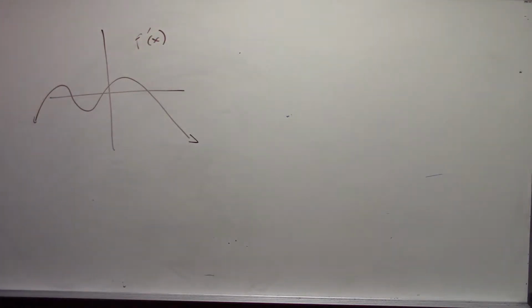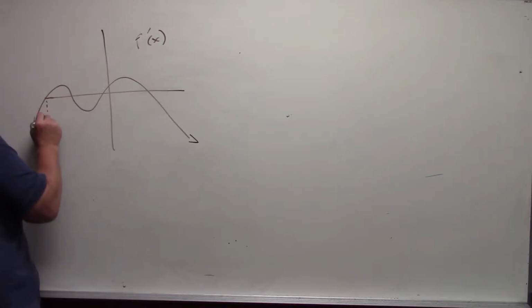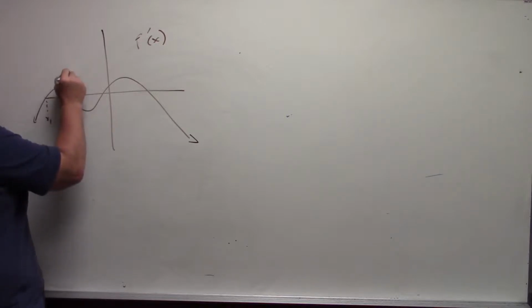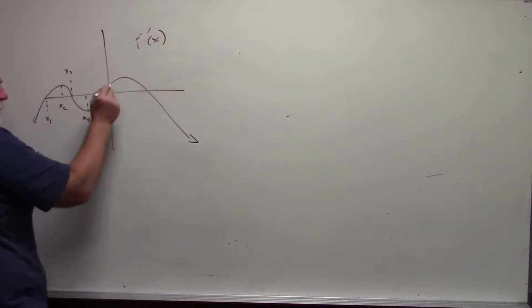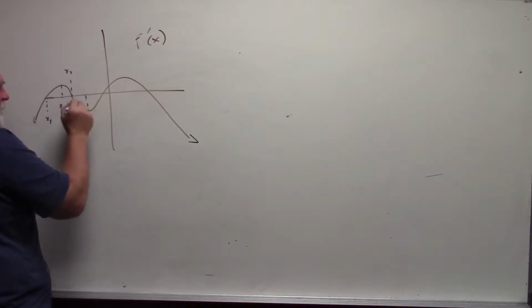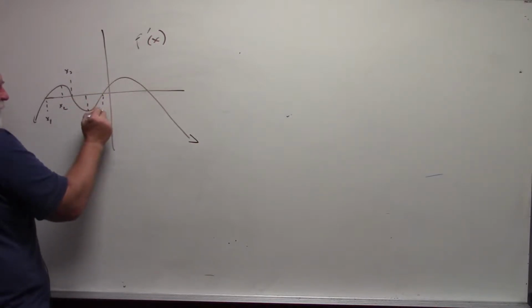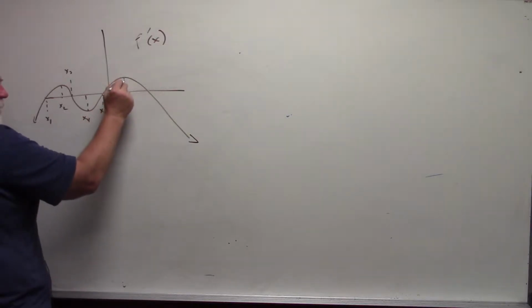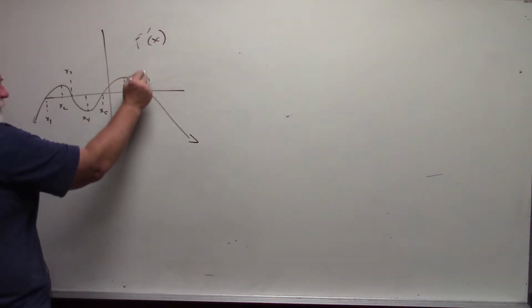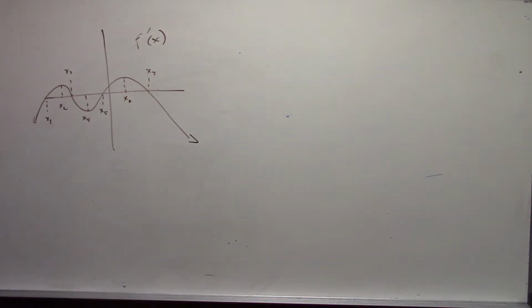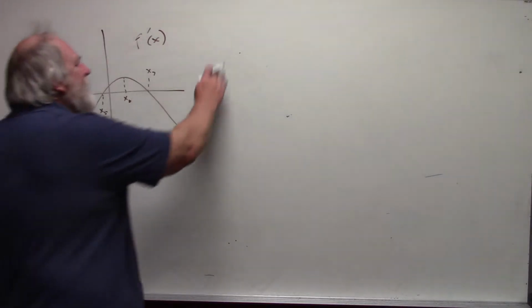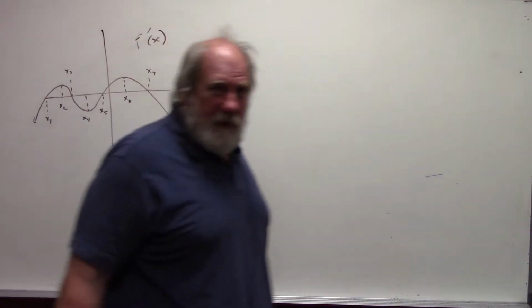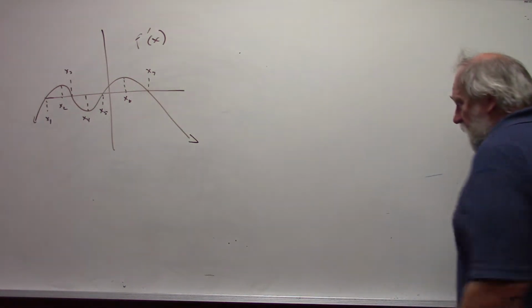The derivative function looks like this, and for simplicity's sake, I'm going to call these values x1, x2, x3, x4, x5, x6, x7. Okay? So, this is the derivative graph, not the graph of the original function. This is the graph of f prime of x.